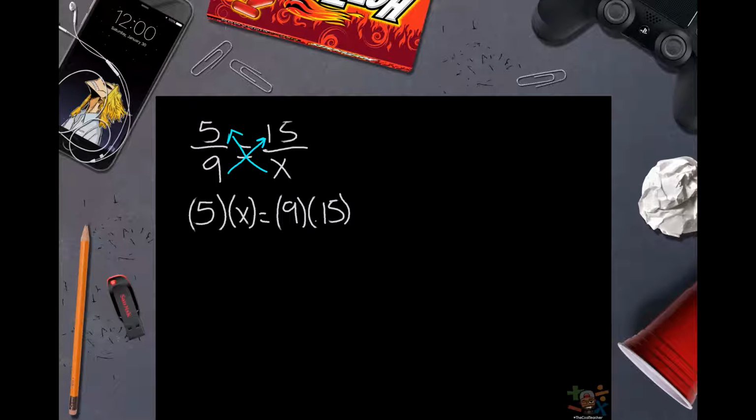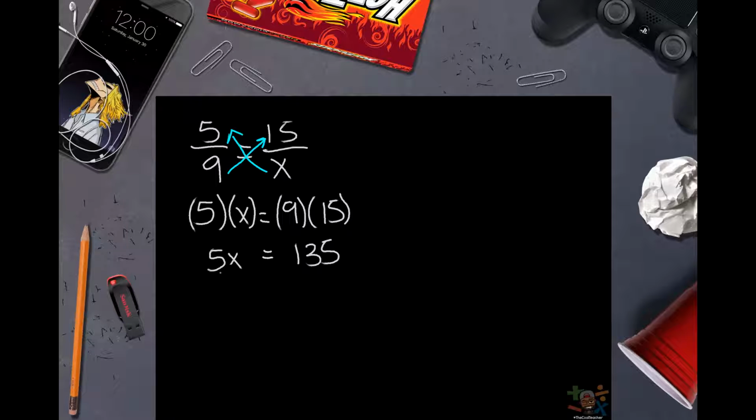So what is 5 times x? 5 times x is going to give me 5x equals, and I have 9 times 15. 9 times 15 is going to give me 135. So I've basically turned a proportion, which is two fractions that are equal to one another, into a one-step equation. You've done equations before, and if you're unsure how to solve an equation, I'll link a video below so you can check back on how to solve equations. But we're going to get this solved now.